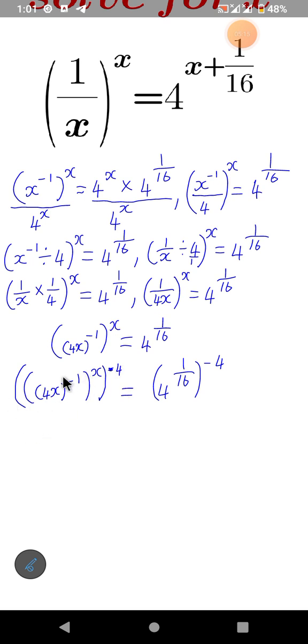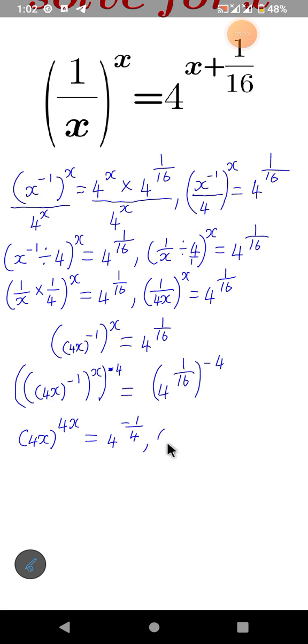4x. So we can write this whole left hand side as 4x raised to the power of what? 4x. Minus 1 multiplied by x multiplied by minus 4 will give me this 4x here. Then all equal to minus 4 multiplied by 1 over 16 is going to give me minus 1 over 4. So we can write this now as 4 raised to the power of minus 1 all over 4. Then now I'm going to continue.